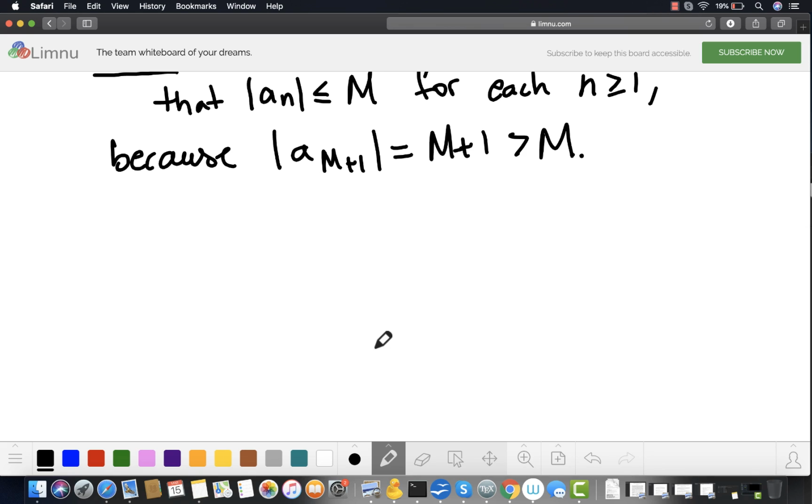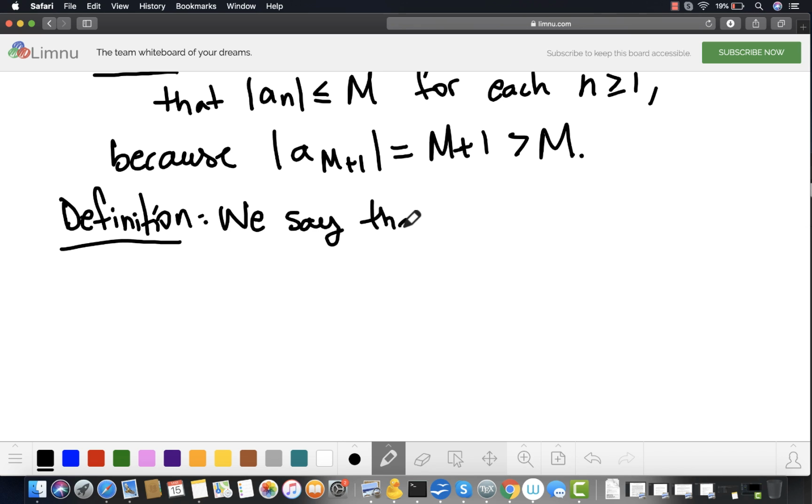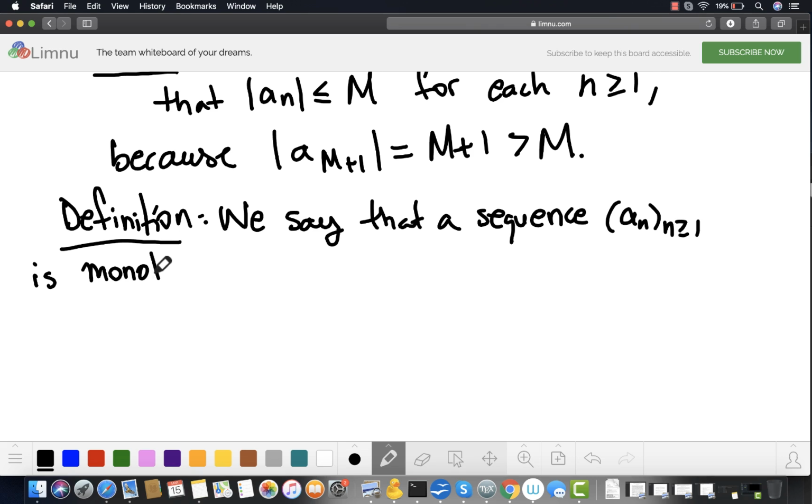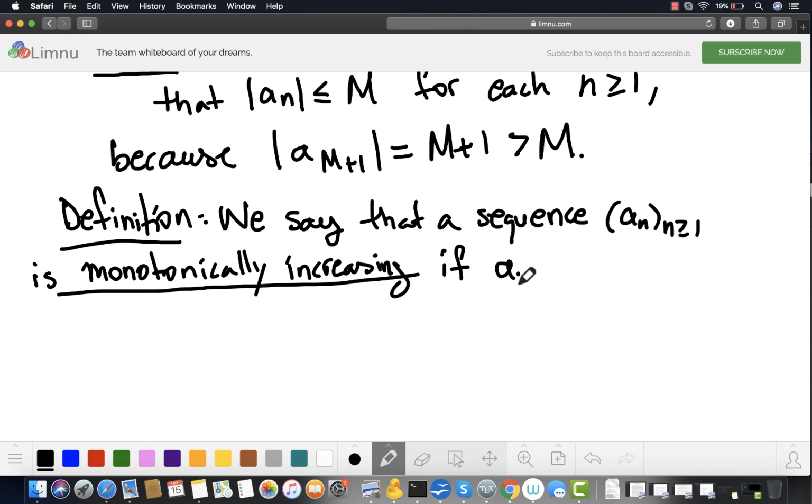So here's another definition that's important, and that's monotonically increasing and decreasing. So we say that a sequence a sub n is monotonically increasing if a sub n plus 1 is at least a sub n for each n. Sometimes we use the word increasing instead of monotonically increasing to save time.